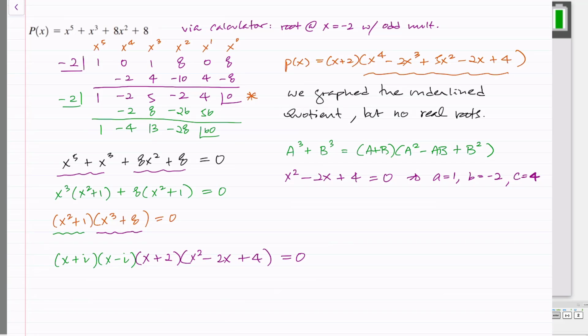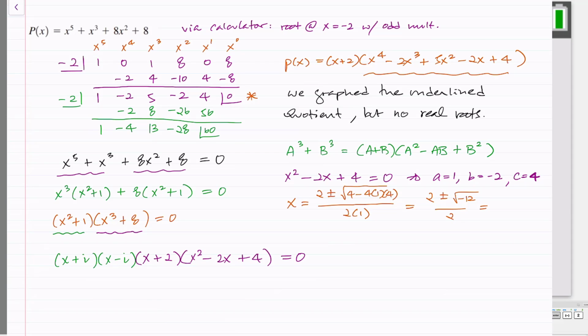And so if we drop that into the quadratic formula here, we would have x equals the opposite of b, which is positive 2, plus or minus the square root of b squared. That's going to be 4 minus 4 times 1 times 4, all of that over 2 times 1. So if you simplify, 4 minus 16 is negative 12, and so you're going to have 2 plus or minus the square root of negative 12 over 2.